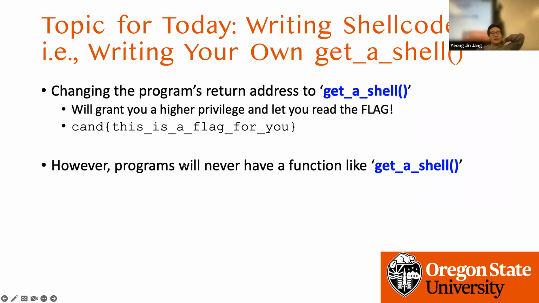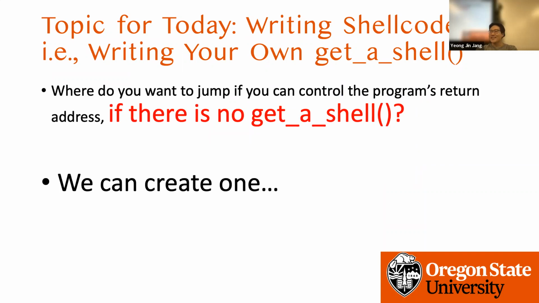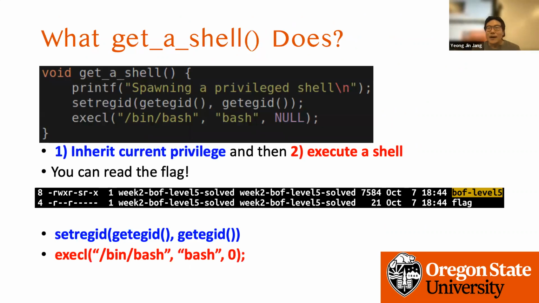Simply, if we change the return address to the Ghetto shell, then we can get the flag. But usually the programs never have that kind of code. So if there is no such function, the easiest way to work around it is writing our own. That's simple, and we can create one. To do that, we need to know what the Ghetto shell function does. Let's take a look at that.